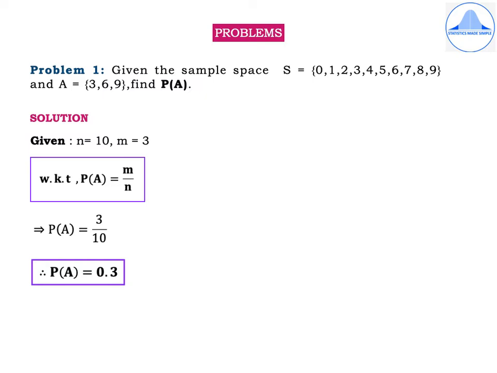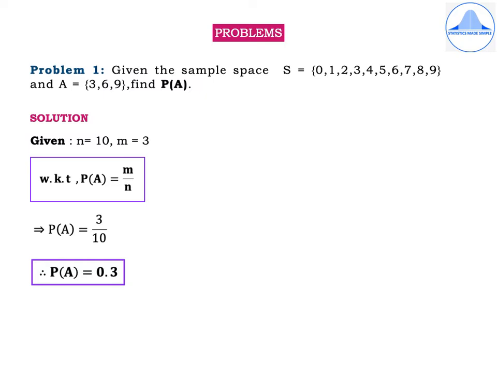So keep in mind that we are going to use the classical definition of probability formula, which is P of A is equal to m divided by n. So let me recollect what is n. Small n stands for the total number of outcomes and m stands for the number of outcomes which are favorable to a particular event. So starting with the solution, first write given n equal to 10.